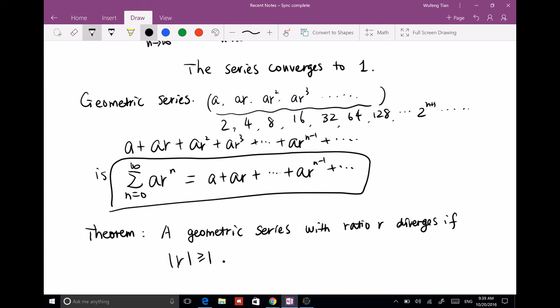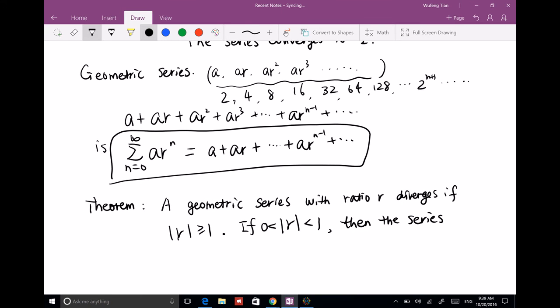How about if the R is less than 1? If the ratio is less than 1, bigger than 0, then the series is a summation. Just to remind you again, the series converges to the sum.